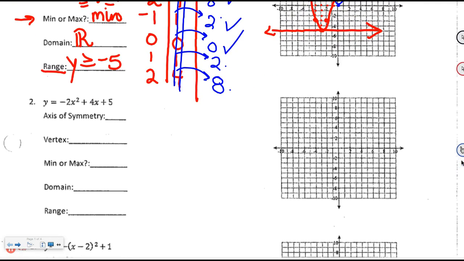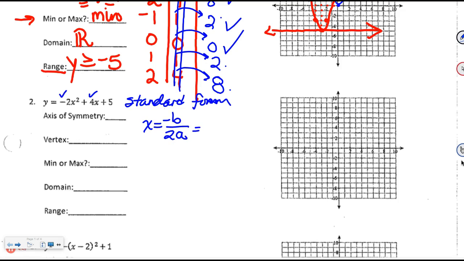For number 2, this is not in vertex form. This is in what's called standard form. So you're going to have to monitor and adjust here because you don't know the vertex just by looking at this form. These you don't have to make the table. You can just go ahead and start by finding the x coordinate of the vertex. There's a formula for that. We do the opposite of the b term over 2 times the a term.